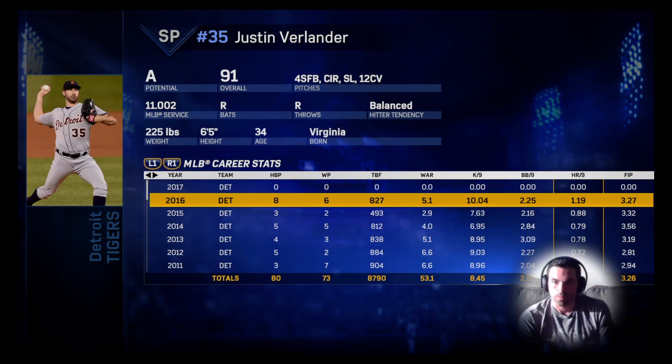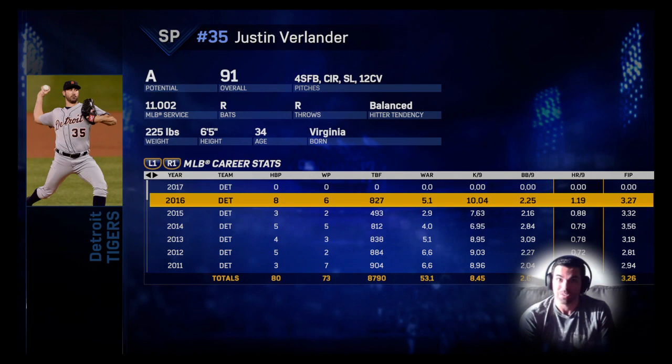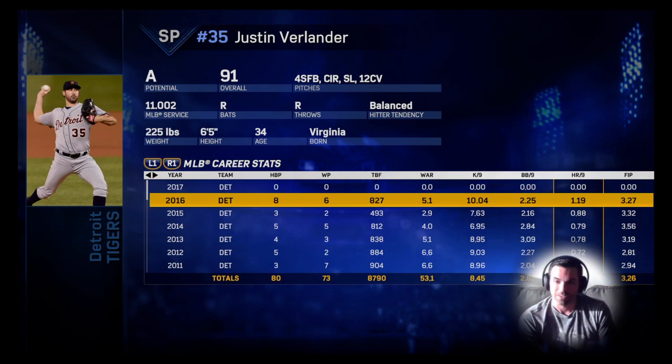Comerica Park, believe it or not, has actually turned into more of a hitter's park over the last 3 or 4 years. It's actually for left-handed hitters. Last year it was the best hitter park in the American League for left-handed hitters, which again Verlander is facing. So anyway, interesting to see, right?